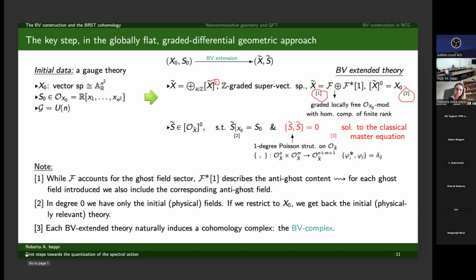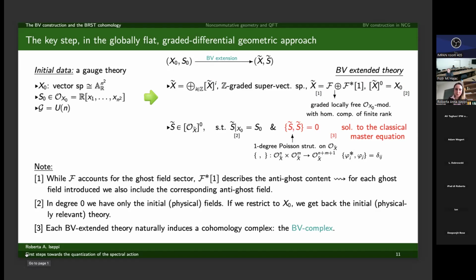I'm just wondering, does it come from the module structure? Am I correct to think that the positive part of the grading comes from F and the negative part of the grading comes from F star? Correct. Yes. Exactly. In F you have the ghosts, and in F star you have the anti-ghosts. Positive and negative. Yes. Correct.